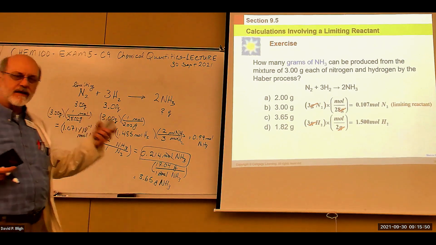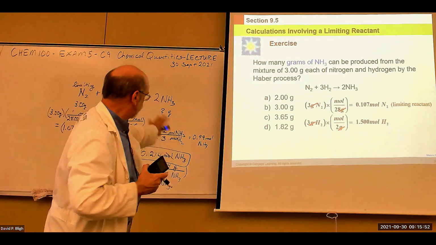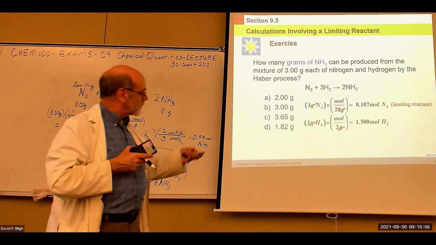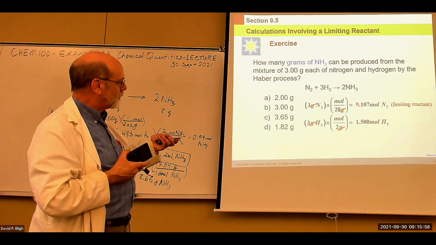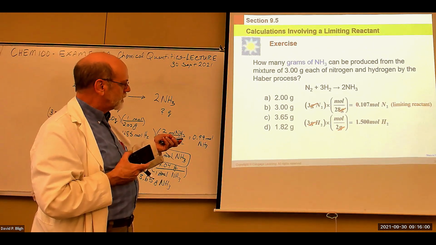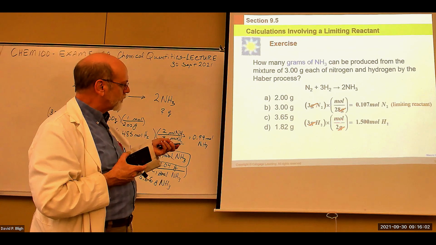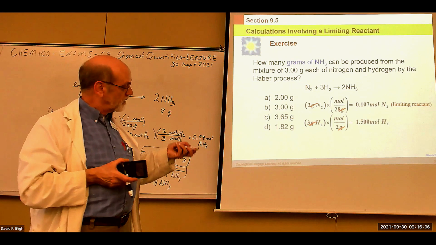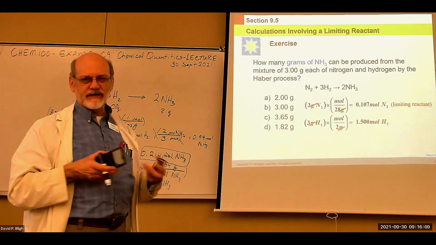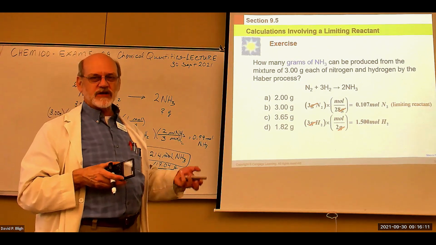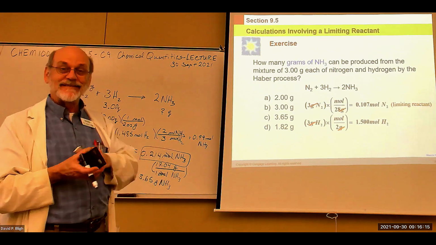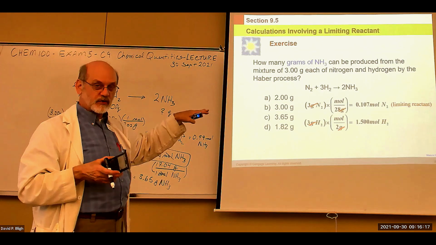Now, what they've done here is rather than do it this way, converting to product, they're saying, what's the ratio here? Well, for every one of these, you need 3 of those. So 3 times this is 0.32 or something. 0.32 means you've got plenty of hydrogen. Too much hydrogen. That means this is limiting. Okay, so that's another way to do it.